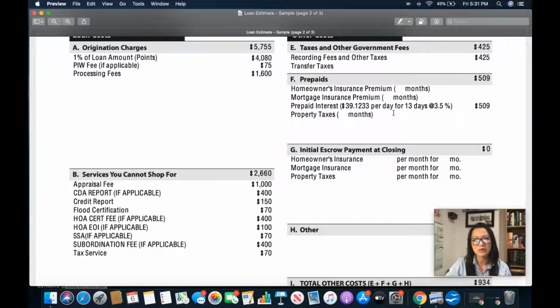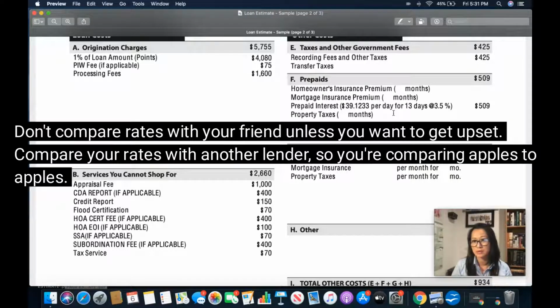I hope that helps you understand how to look at the structure of this document, because once you figure that out, then you can go ahead and compare rates. One last thing I want to mention is that you shouldn't compare rates with a friend that recently bought a house or refinanced, or that said, hey, we got a better rate than you. There are a lot of variables that are not going to match up with yours.